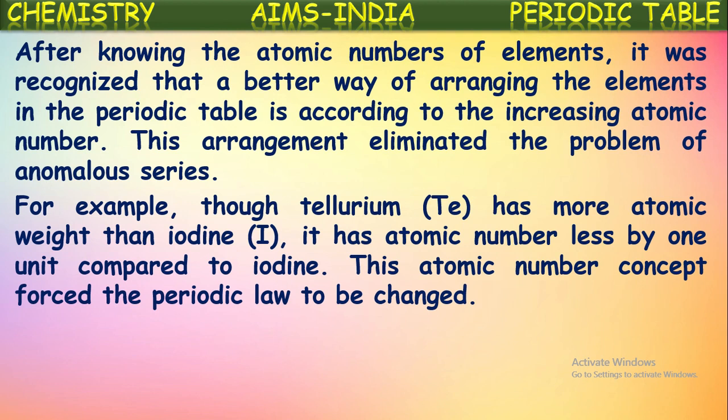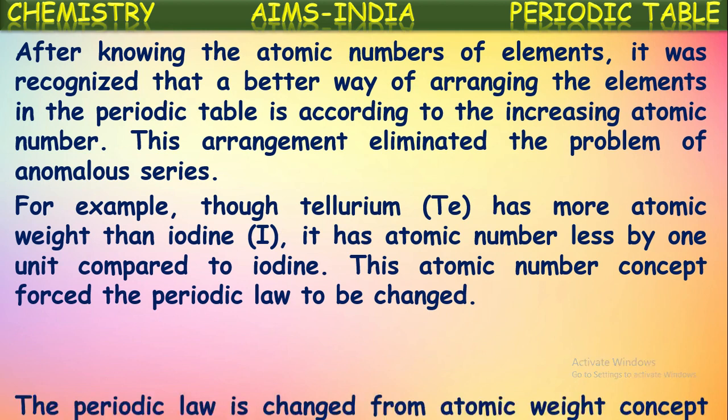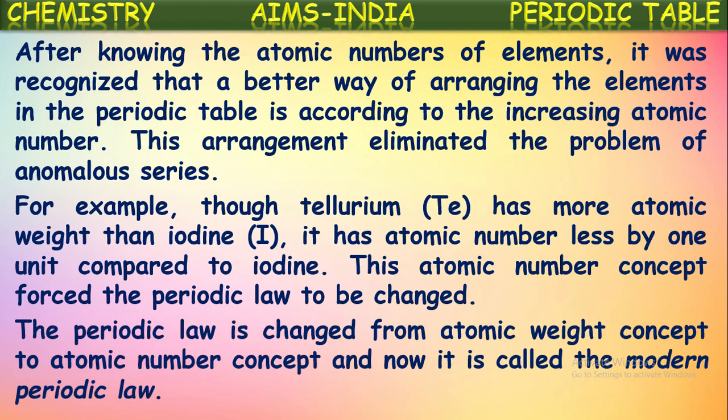But if you take the atomic number into consideration, tellurium has a lower atomic number than that of iodine. So there is no problem now. In this way, the periodic law is changed. Instead of atomic weight, now atomic number came into the picture. The periodic law is changed from the atomic weight concept to the atomic number concept, and now it is called the modern periodic law or Moseley's periodic law.